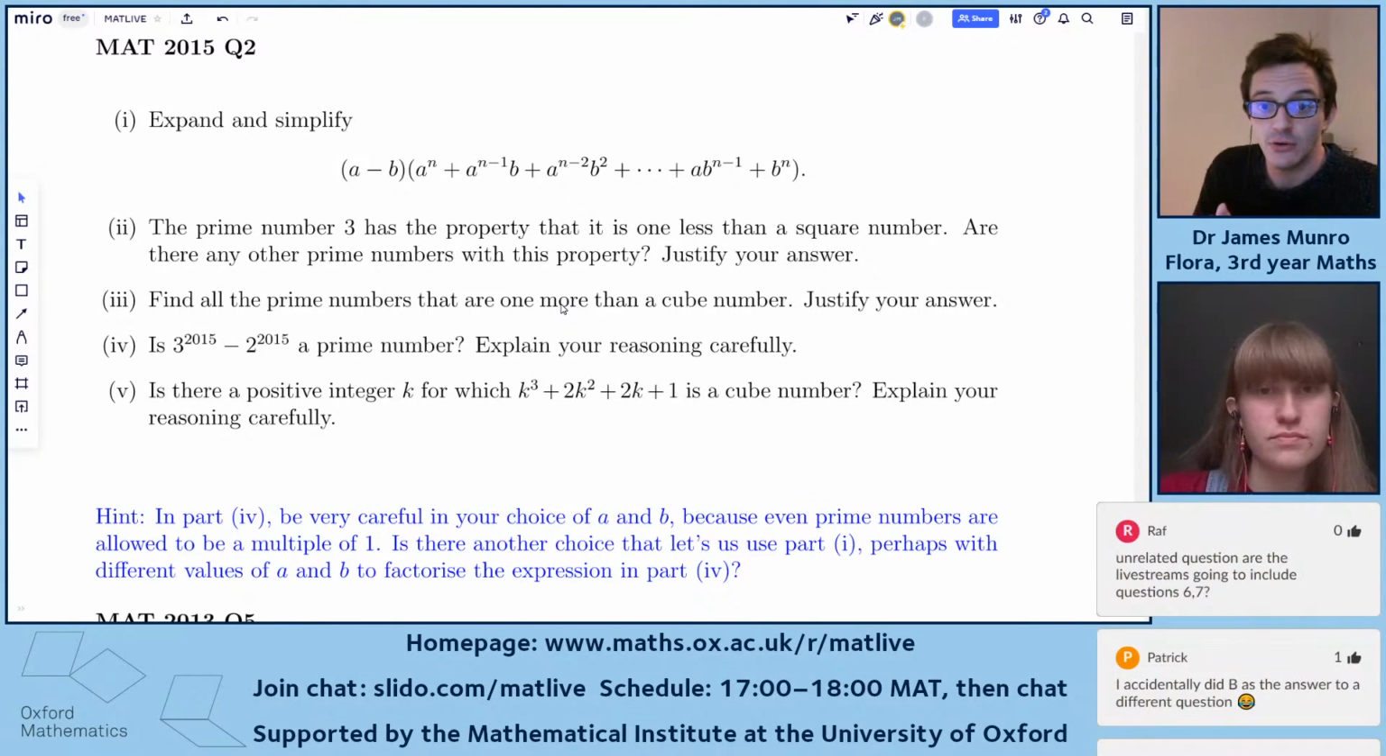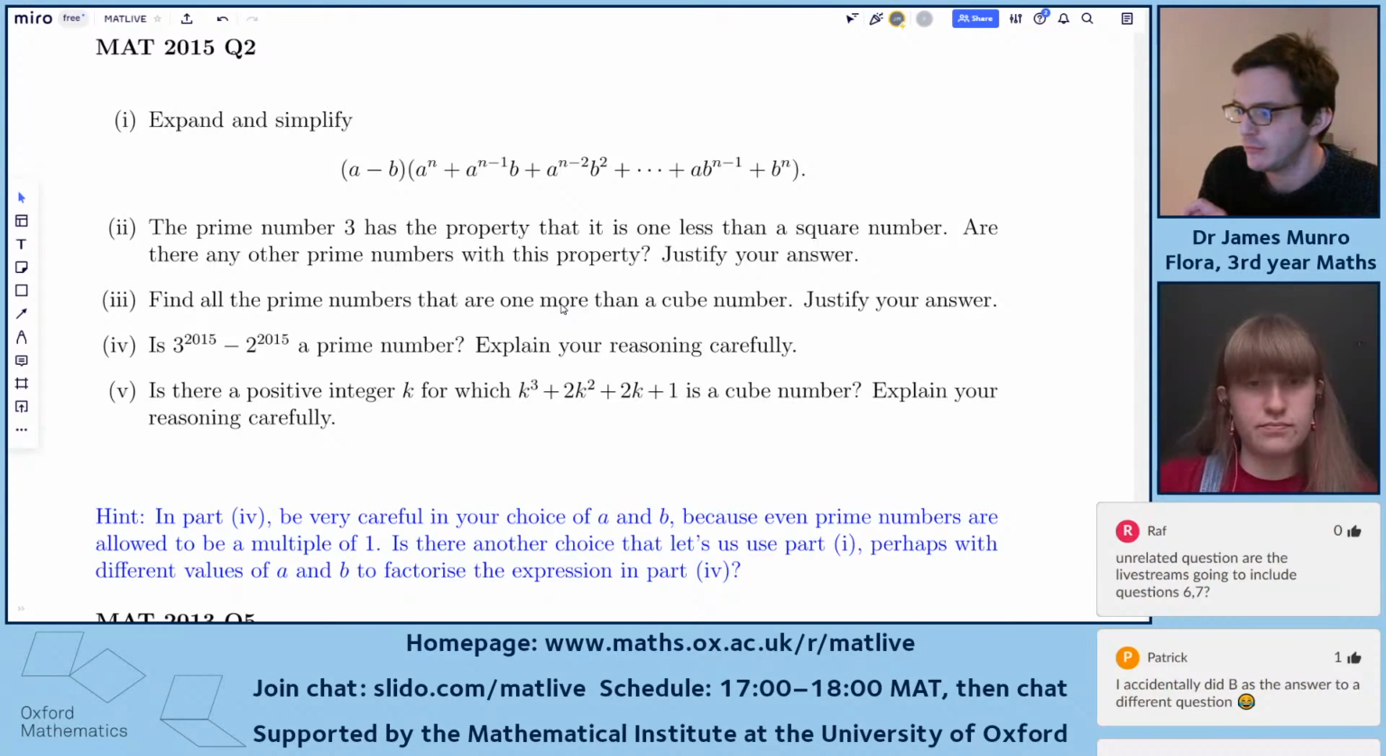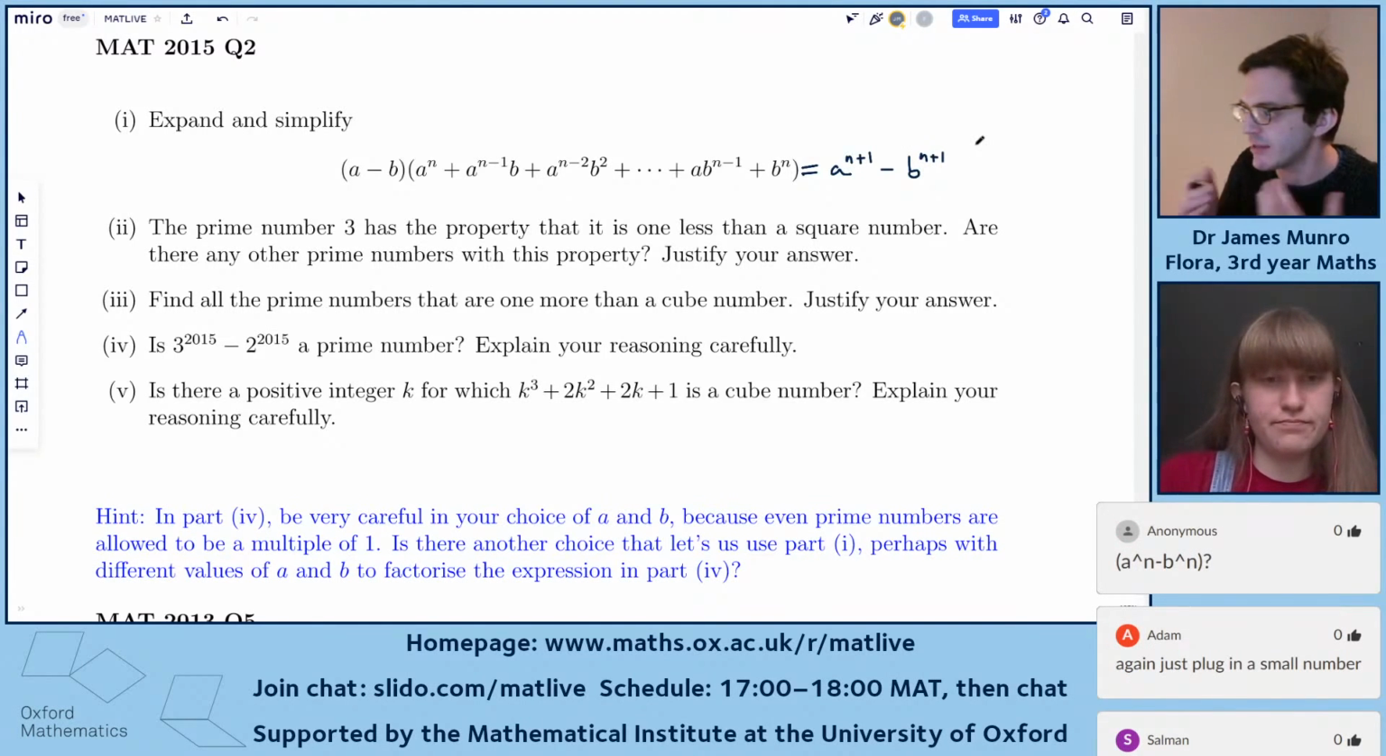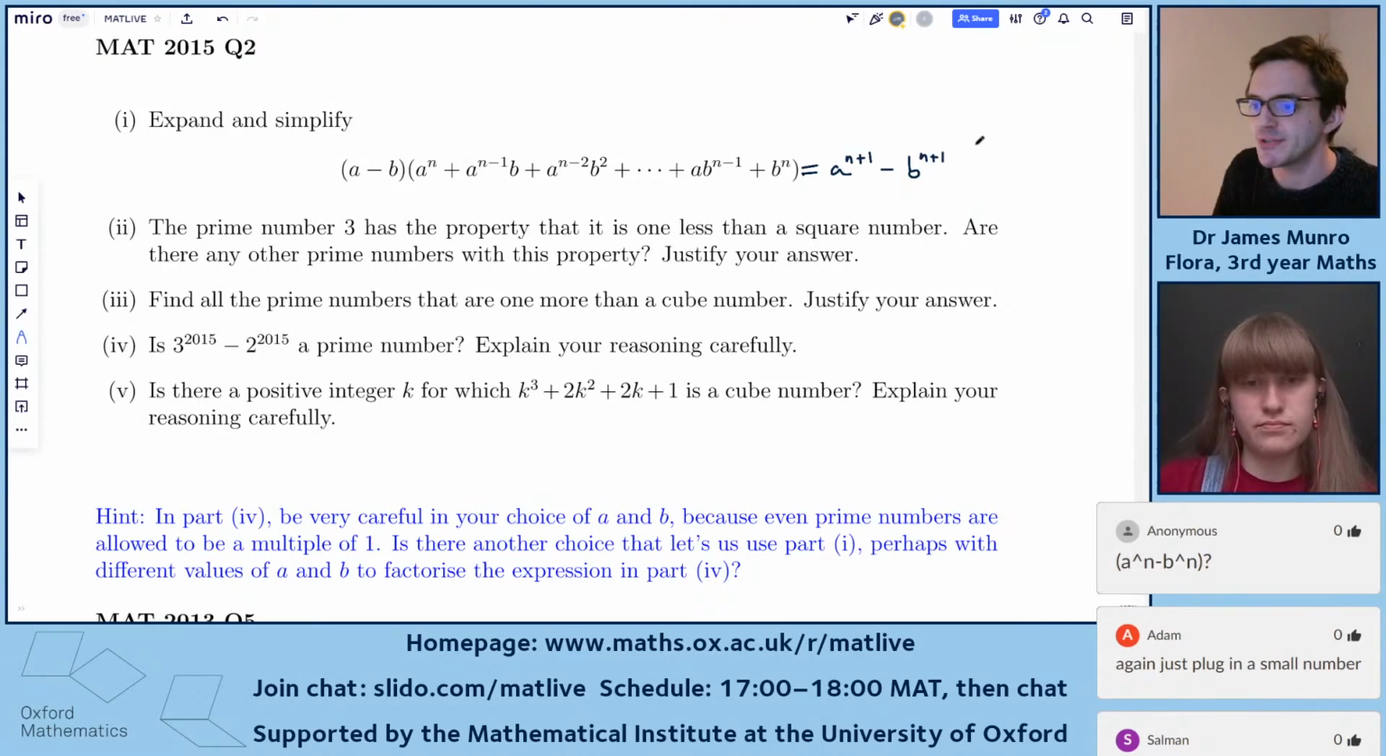So here's a long question. It's got different parts to it. It's got prime numbers in here as well. I'm going to speed through the first couple of parts because I want to talk about part 3. No, part 4. I want to talk about part 4. So, spoilers, when you multiply this thing out in part 1, expand and simplify the expression, this turns out to be a to the n plus 1 minus b to the n plus 1. It's a fantastic fact. It's like difference of two squares, but wow, enormous.